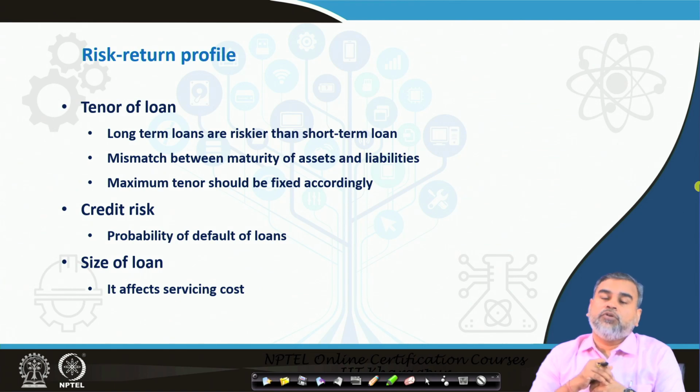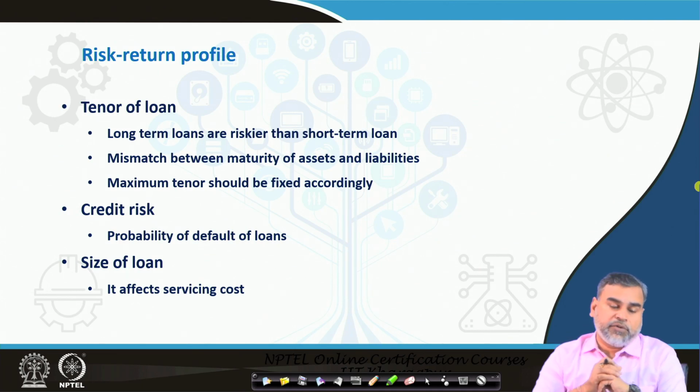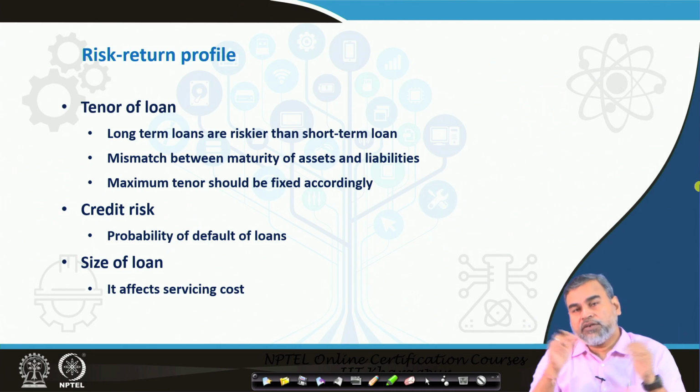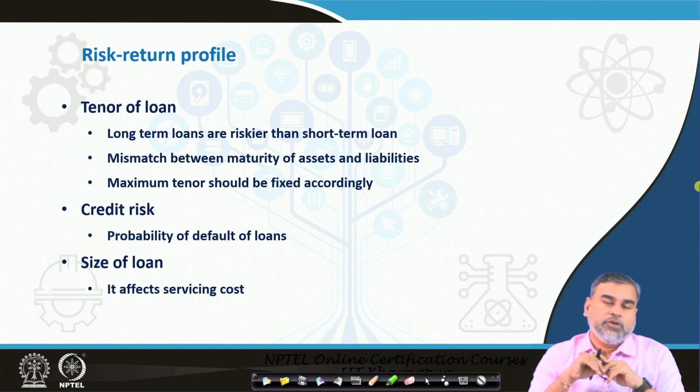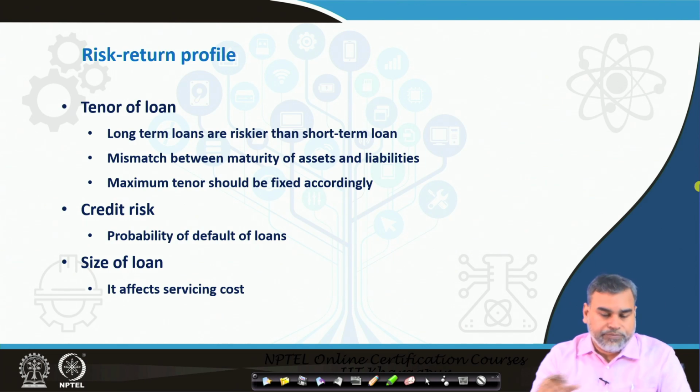Then the size of the loan, because larger loans have a larger servicing cost, as they have to be monitored regularly and are longer in period. If there is any default against that particular loan, the impact is quite high for commercial banks in comparison to the small loans they provide. So, these are the three things commercial banks consider in a risk return profile of loans.